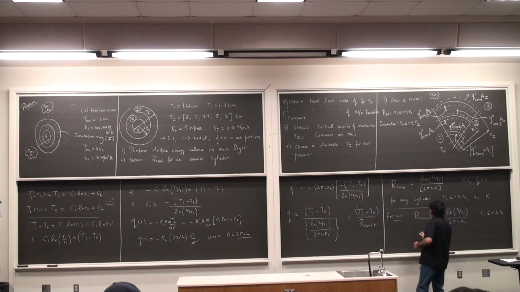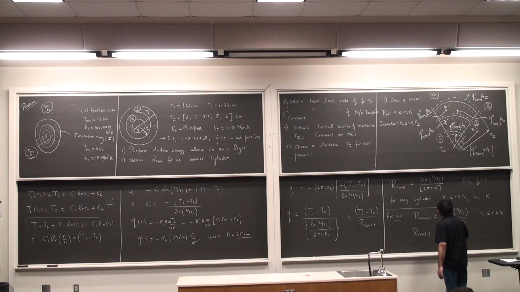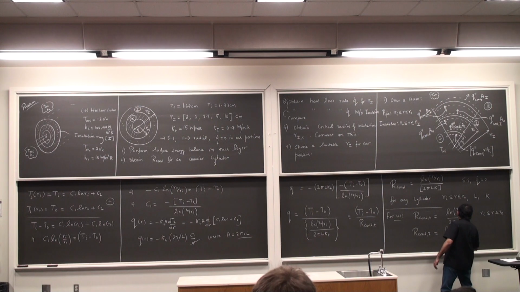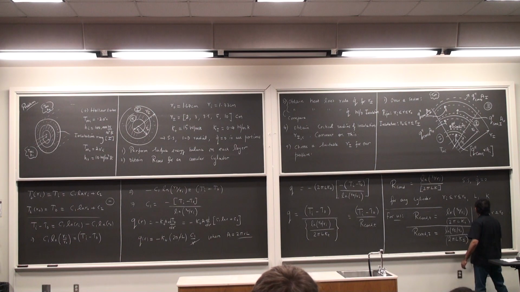And then I do the same thing for the insulation ring as well. So our conduction resistance for the insulation ring is logarithm of R capital I by R naught, because R capital I is greater than R naught, divided by 2 pi L Ki.